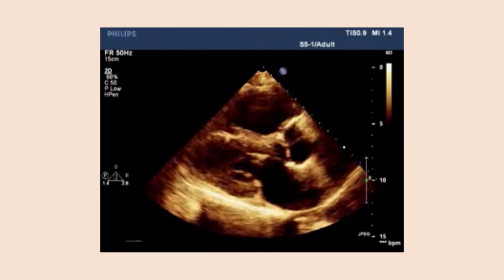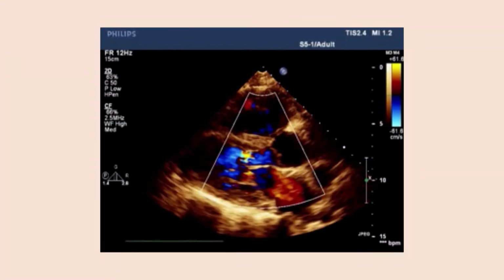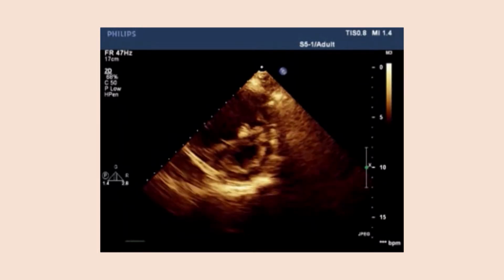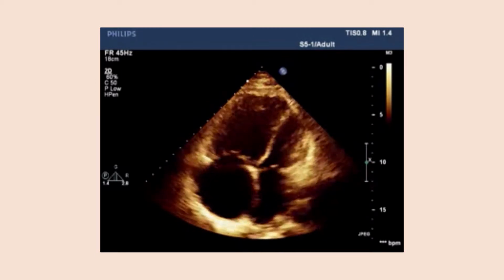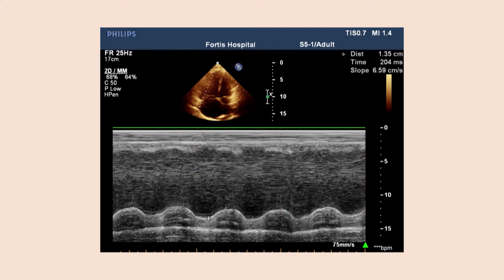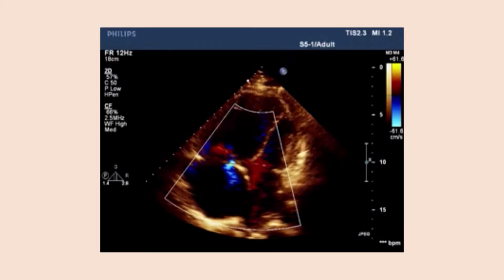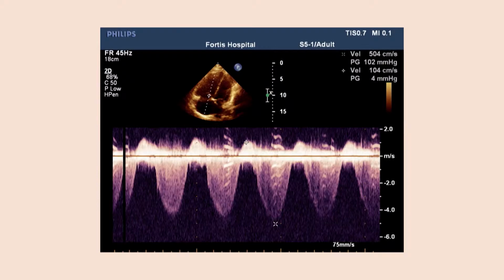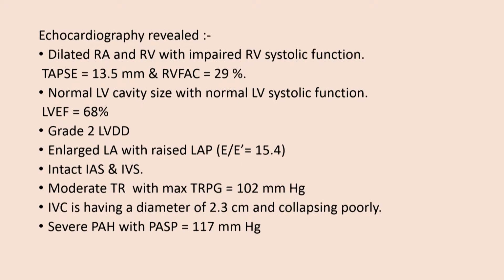Now the echo. This is the parasternal view where you can see the dilated RV and the flattened interventricular septum, the dilated right-sided chambers with impaired RV systolic function with a TAPSE of only 1.3 centimeter and FAC of 29%, and tricuspid regurgitation with a gradient of around 102, and a non-collapsing dilated IVC of 2.3 centimeter diameter. So it was more or less like a cor pulmonale with a dilated RA and RV, impaired RV systolic function with severe PH with a PASP of 117.